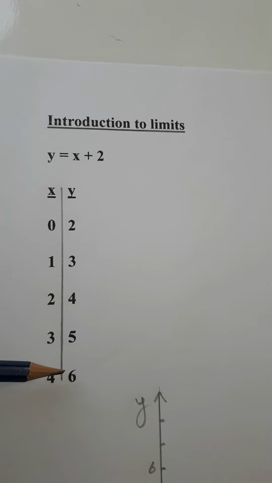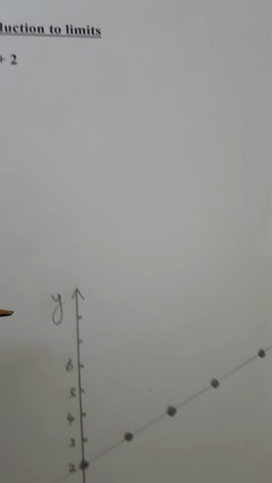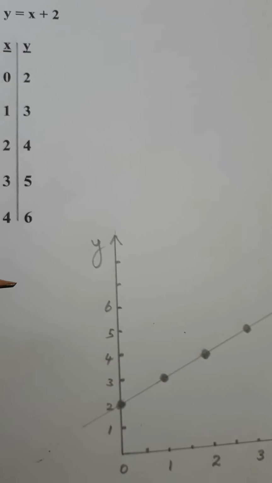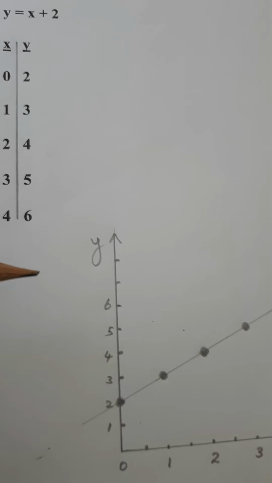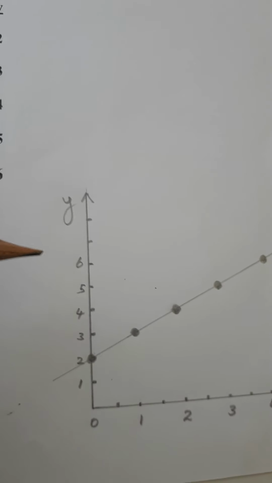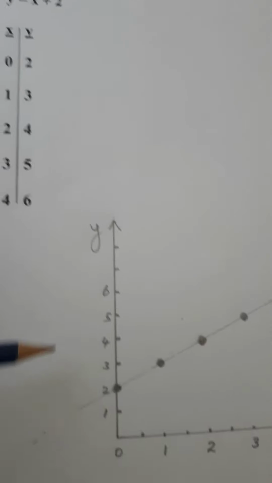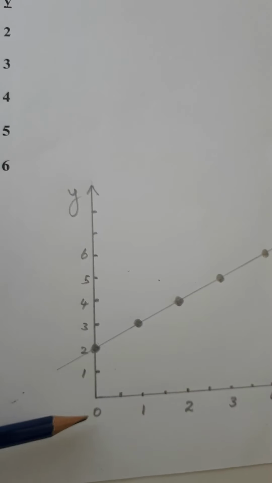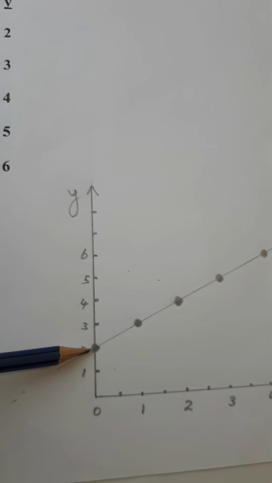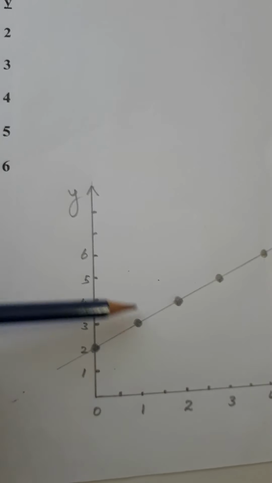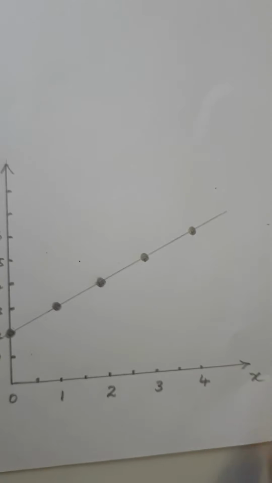So now we have a chart. We are going to put that on a graph. I am explaining all this because some students have difficulty in understanding a graph. So I have y versus x. See, when x is 0, y is 2. When x is 1, y is 3, and so on. So this is your graph.